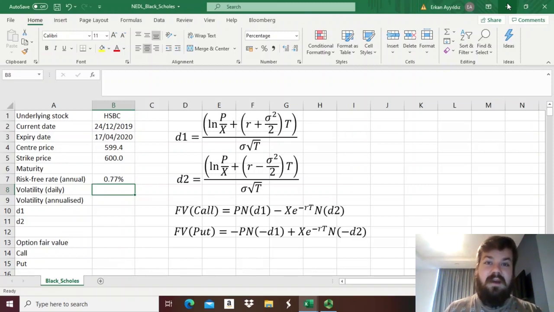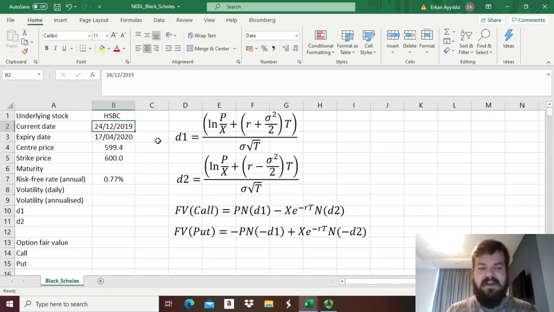And today we are analyzing what this model is all about on the case of HSBC stock and existing options for the HSBC shares. So our case is very simple. We are starting to trade options for HSBC on the 24th of December 2019, right before Christmas, and we take options with the expiry date at the 17th of April 2020, which is, again, the third Friday of April. Typical option expiry dates for any option exchanges.